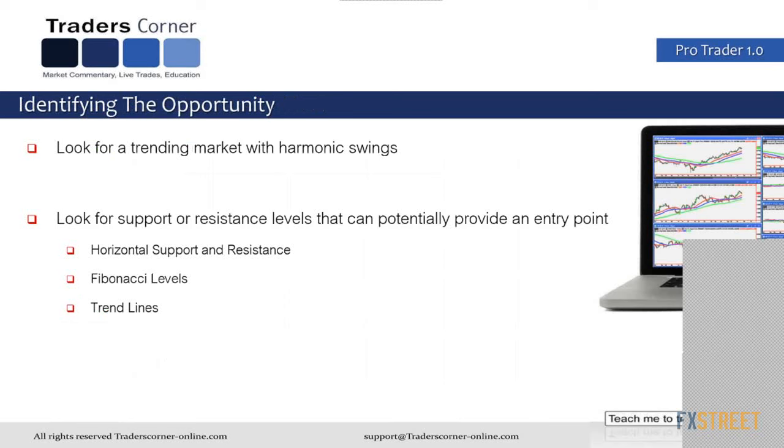So we're looking for a trending market with harmonic swings. And that also means that you want pullbacks that are about 50 to 60% of the previous momentum move. All right. You don't want to be getting into pullbacks which have just retraced 100% of the previous move. We then look for a support or resistance level that could potentially provide an entry point. Now, these can be horizontal support and resistance. They could be Fibonacci levels, and they can be trend lines. But we want a level that is big enough that we think the rest of the market is going to be looking at that level as well.